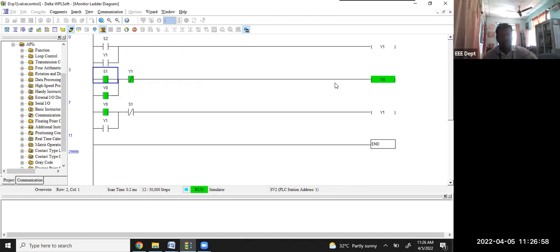So this is the water level control with the valve control. This is the scenario, three states: S2 on, Y1 on, Y0 off. S2 off, Y0 off, Y1 on. Next S1 on, Y0 on, Y1 off. So that is the thing.